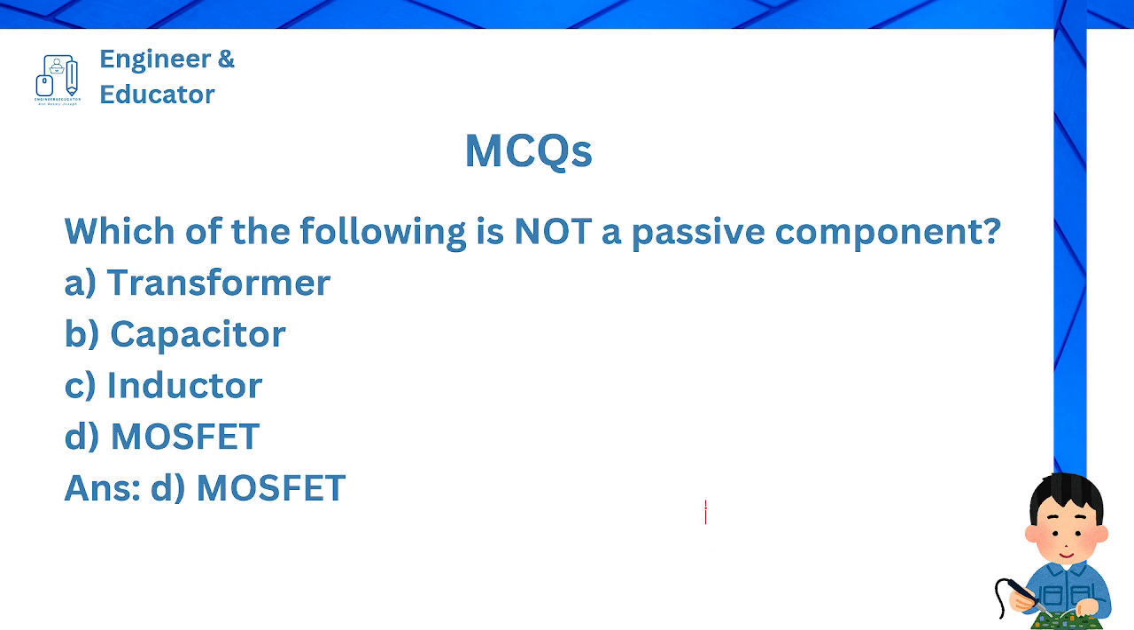MOSFET is metal oxide semiconductor field effect transistor. So it is a transistor, not a transformer. So that's why it is the answer.